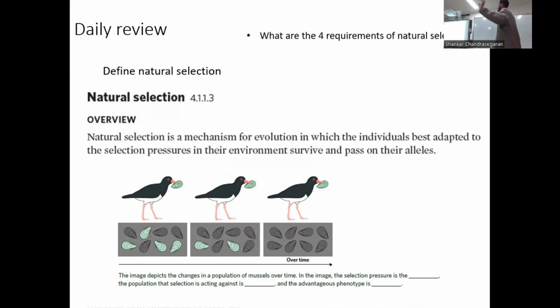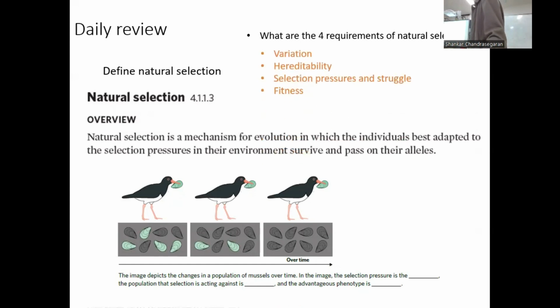So what are the four requirements of natural selection? Can you give me all of them? Jasmine, what are the four things you need to have within a population for natural selection to occur? Variation, one. That's the last one. You're missing two in between. Selection pressure, that's the second one. Selective advantage, and then the last one, which is heritability. All right, well done. Exactly spot on.